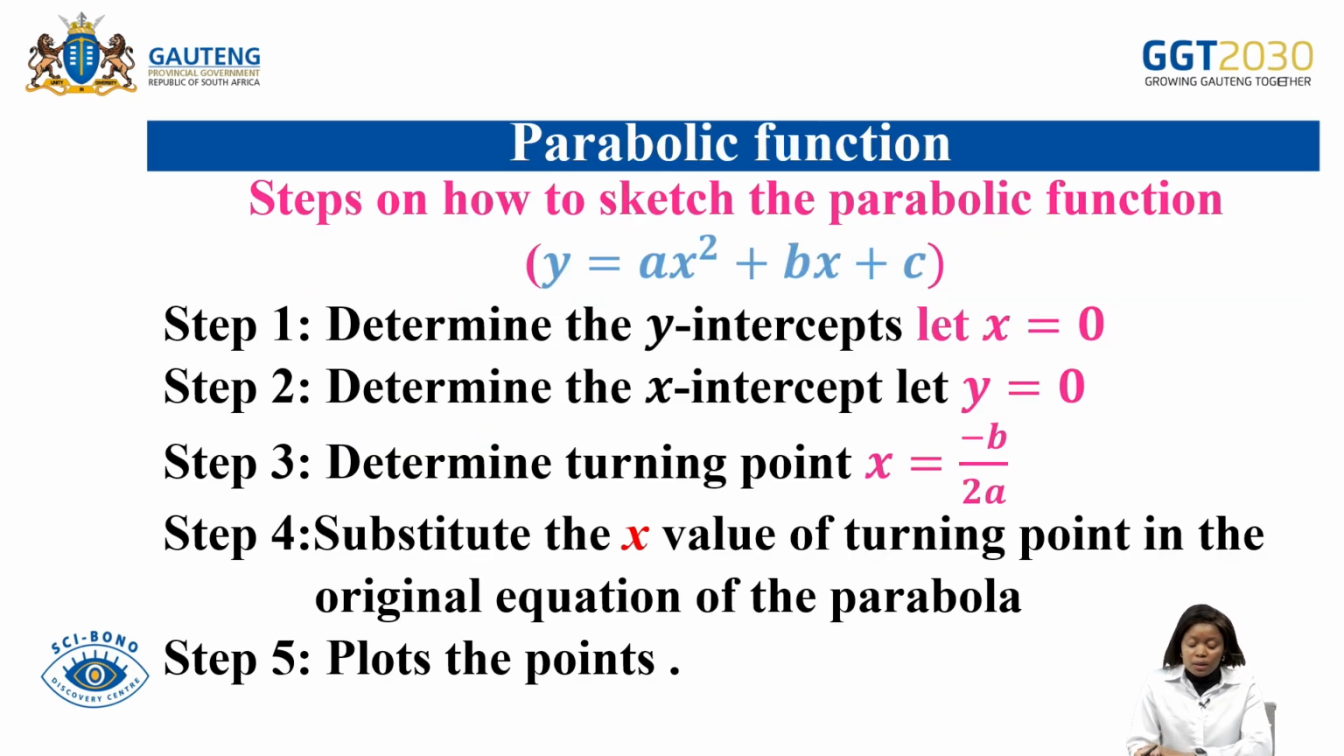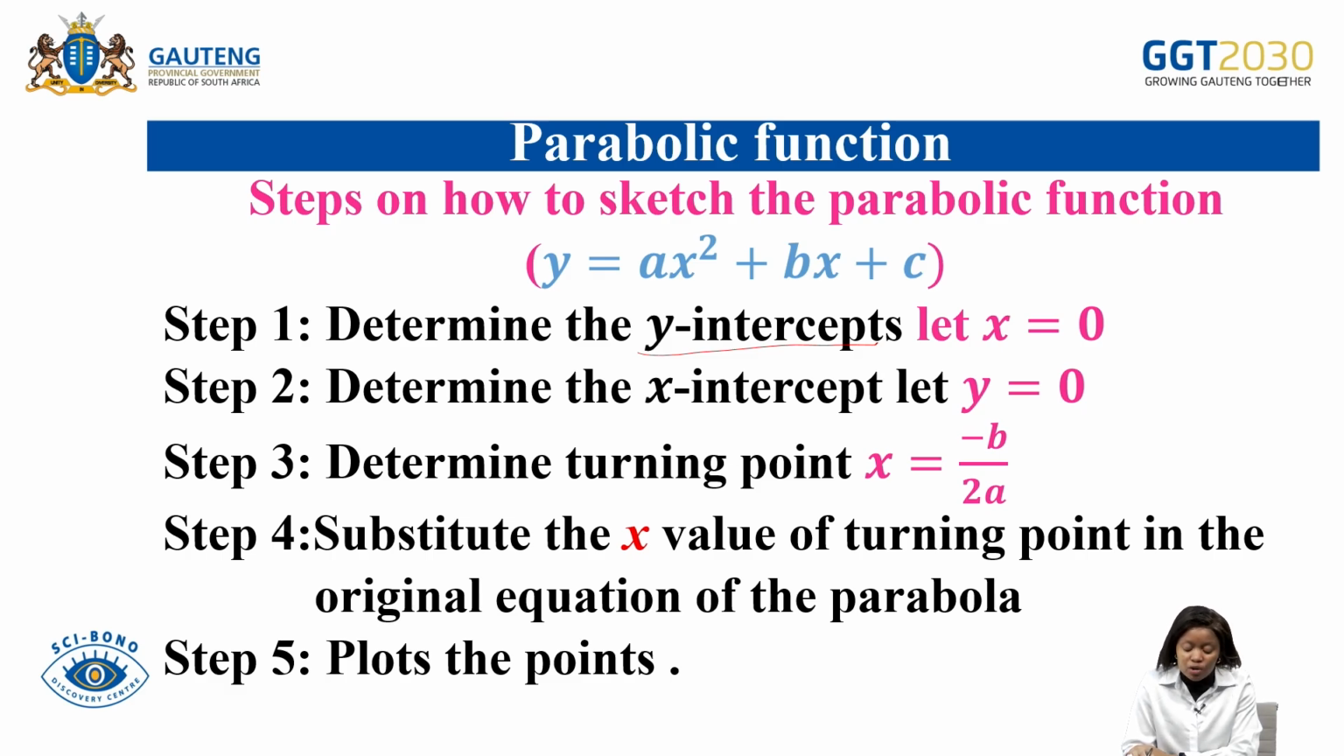Okay. Let's look at how to sketch the parabolic function when you are given y equals ax squared plus bx plus c. Step number 1, you need to determine the y-intercept, and as I have said, for you to determine the y-intercept, you let x be equal to 0. Step number 2, you determine the x-intercept by letting y be equal to 0.